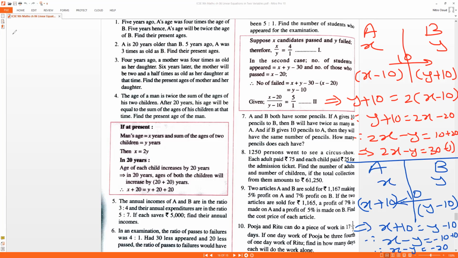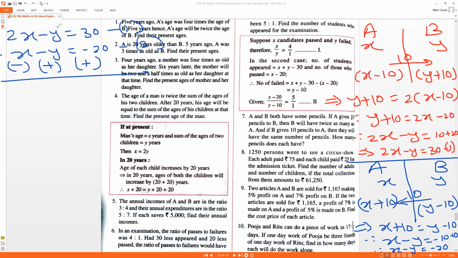So we have two equations. I'll write it here. 2X minus Y is equal to 30, equation 1. And X minus Y is equal to minus 20, equation 2. From equation 2, you get X is equal to Y minus 20, or you can simply subtract them. If you subtract the equations, Y will get cancelled out. 2X minus X is X, 30 plus 20 equals 50. So X is equal to 50.